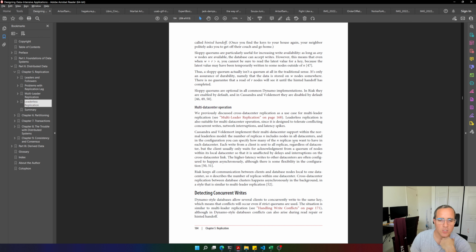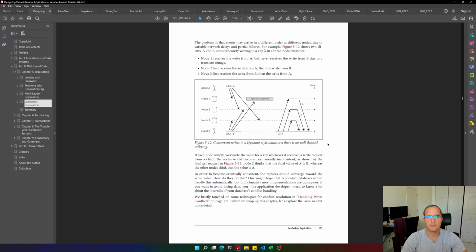Detecting concurrent writes. Dynamo-style databases allow several clients to concurrently write to the same key, which means that conflicts will occur even if strict quorums are used. The situation is similar to multi-leader replication. See handling write conflicts on page 171. Although in Dynamo-style databases, conflicts can also arise during read repair or hinted handoff. The problem is that events may arrive in a different order at different nodes, due to variable network delays and partial failures.